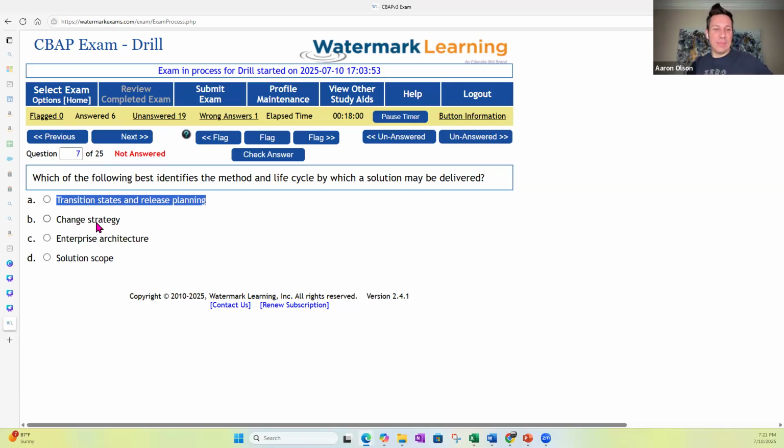Change strategy. Maybe. It depends. Enterprise architecture. I don't think so. No. Okay. How about solution scope? Maybe. I'm just trying to decide between B and D. We want to identify the method and life cycle by which a solution may be delivered. Probably change strategy, I think, B.